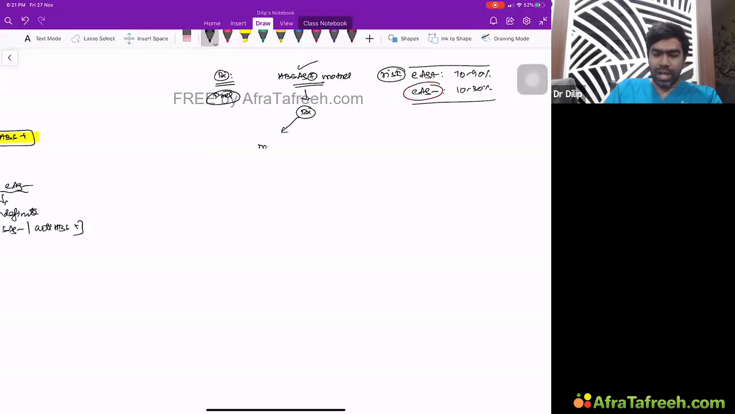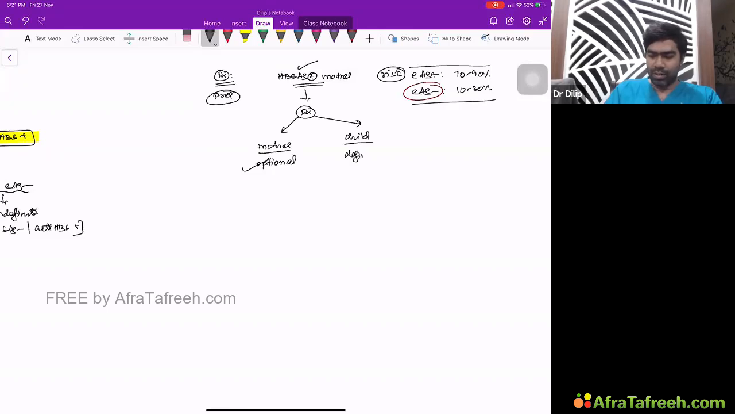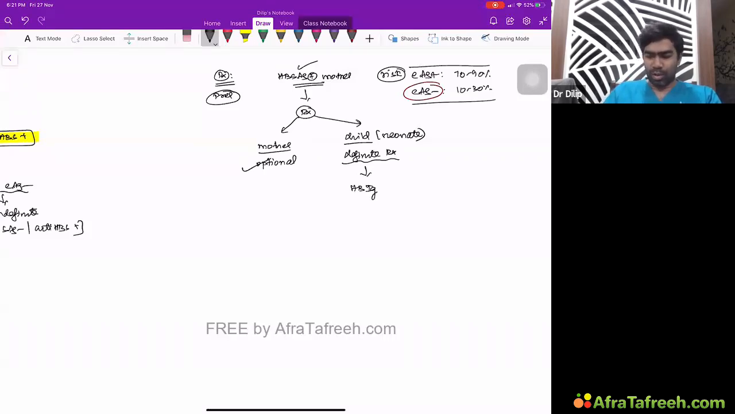So treatment should be directed for the mother and for the child as well. For the mother it is optional; you can treat or not treat, but for the child it is definite. Definite treatment is required for the child, which means you will be treating in the neonatal period itself. So what is the treatment available for the child? As soon as the child is born, you are going to give hepatitis B immunoglobulin. The dose is 0.02 ml per kilogram, approximately 0.5 ml intramuscular injection of hepatitis B immunoglobulin. Plus, you have to initiate the hepatitis B vaccine series.